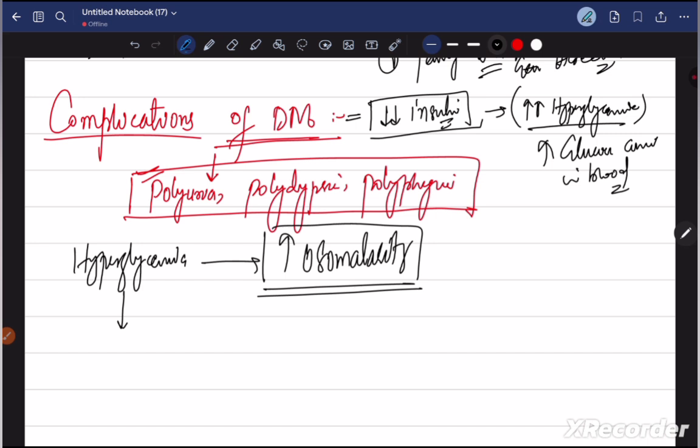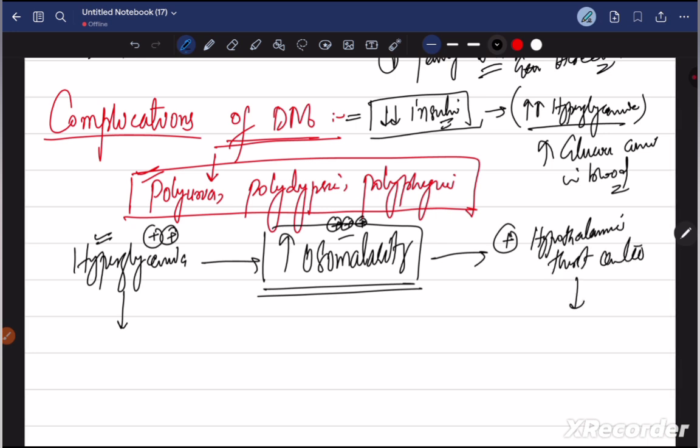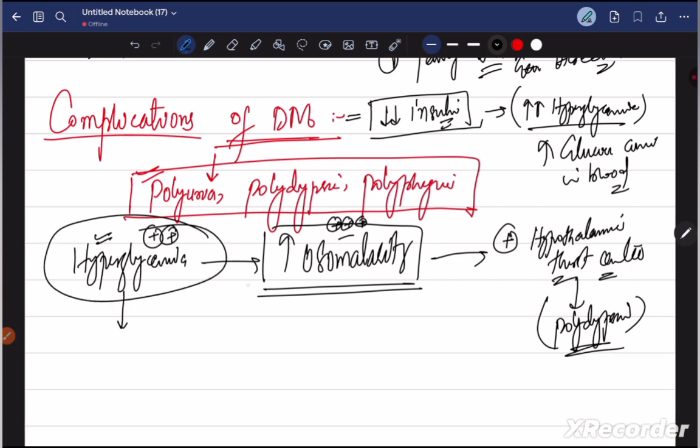What will happen? When the concentration of glucose increases in the blood, it will increase the osmolarity of blood. When it increases the osmolarity of blood, it will stimulate the hypothalamic thirst center, and the hypothalamic thirst center will stimulate polydipsia, meaning increased intake of water. Why? Because glucose is a hyperosmolar molecule, it increases the osmolarity of blood.